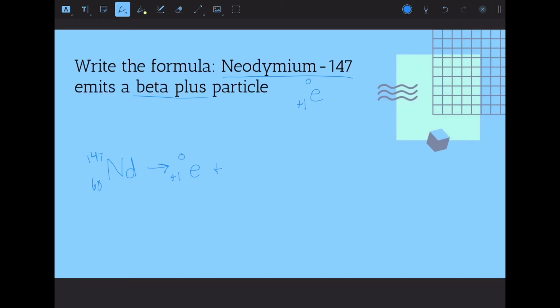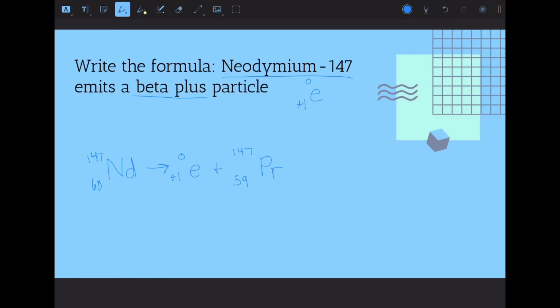It's the same as before. We're going to make sure that across the top and the bottom our numbers will make sense. So 147 plus 0 is equal to 147. That one is always going to stay the same with beta. But on the bottom here, we're going to end up being 59 because 59 plus 1 equals 60. So that's what that is. Then we just have to go and find number 59 on the periodic table, which in this case is praseodymium, which is Pr. And that's how that one's done.